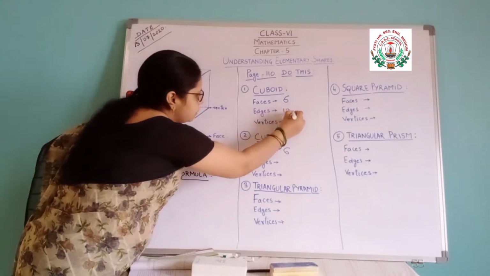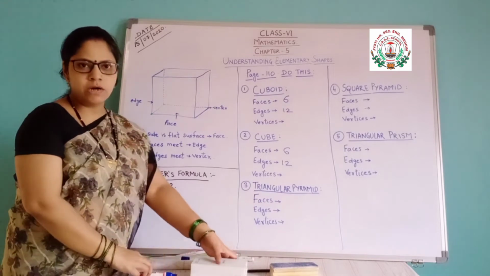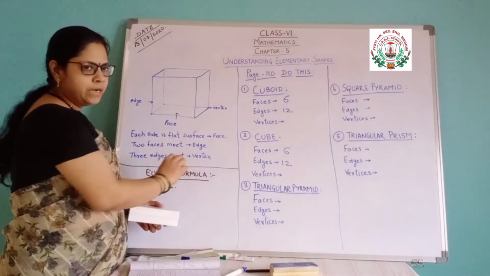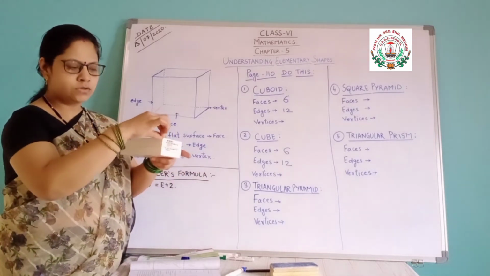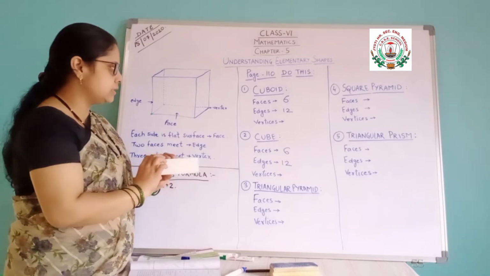12 edges for cuboid and cube, similar. Now vertices. Vertices means corners that I have told you here. Where 3 edges are meeting is this corner. This corner is called a vertex. So now we are counting how many vertices are here.